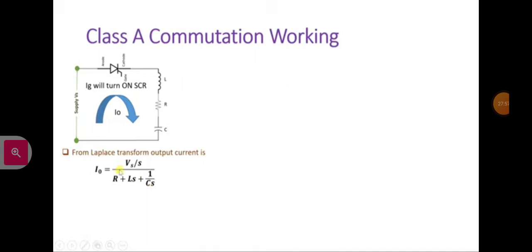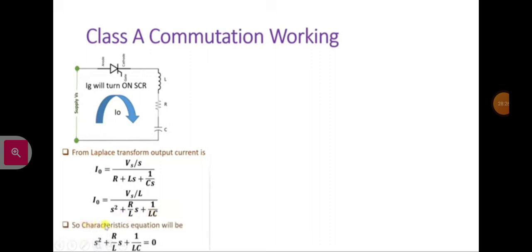Now to understand this formula as a second order differential equation, I am just doing a bit of adjustment, so we can rewrite this formula in this way: Vs by L divided by, now you can see the second order equation in the denominator, that is S square plus R by L into S plus 1 by LC. This denominator is the second order equation. So we can say this second order equation is the characteristic equation for this class A commutation circuit.